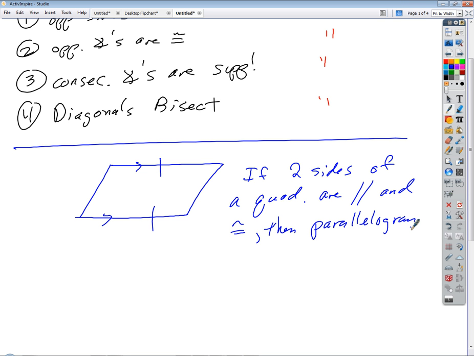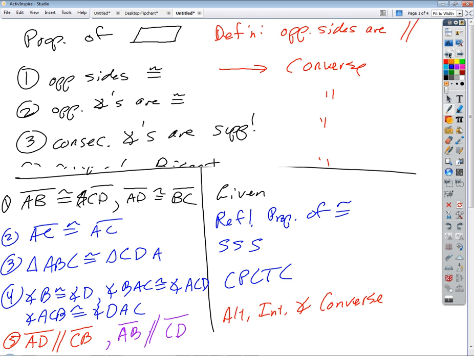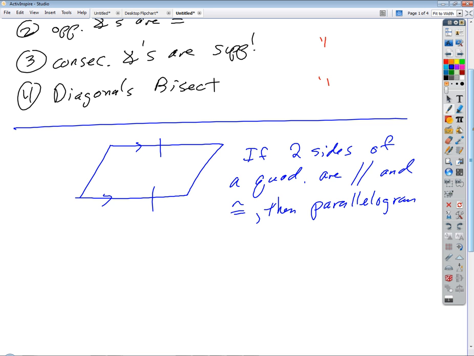Let's prove that one. That's going to be a little harder to prove, I think. Yeah, that's a little harder to prove. At least let's talk through it, talk our way through it. Oh, you want me to go back? Okay.